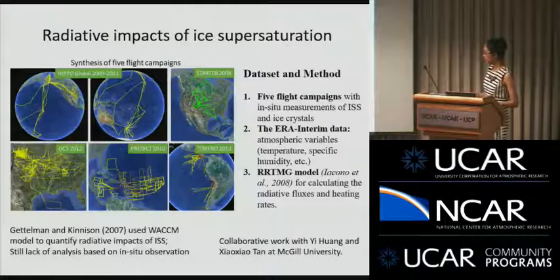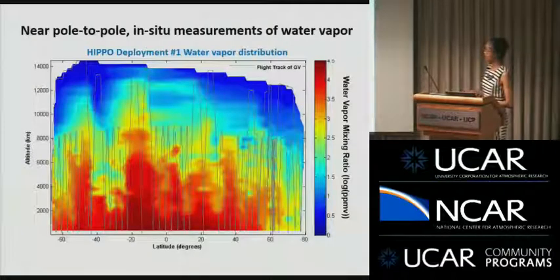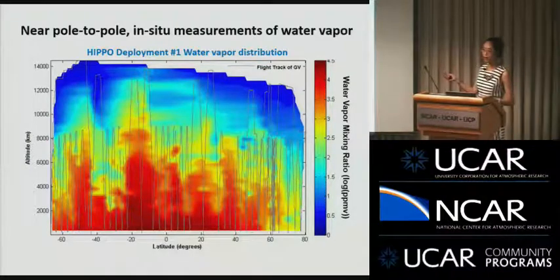And I want to note previously, there is a study by Gettelman and Kinnison in 2007, which used the WRF global model to quantify the radiative impact of supersaturation. They only compared the scenario of including or excluding supersaturation in the model. But how about including or excluding the real supersaturation as observed? That is what we're trying to do. So if you're not familiar with the sampling range of the field campaigns, I want to show you this one from the HIPPO global campaign.